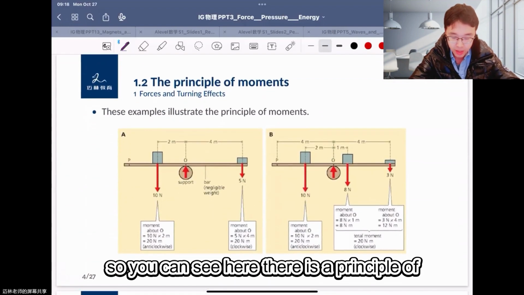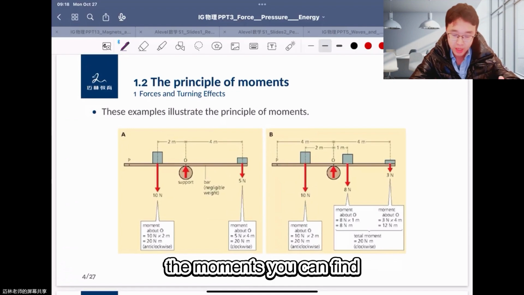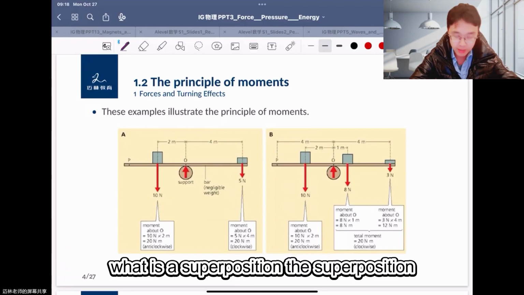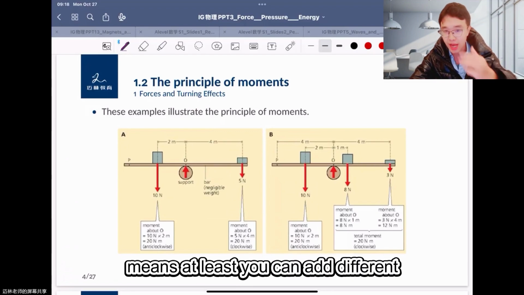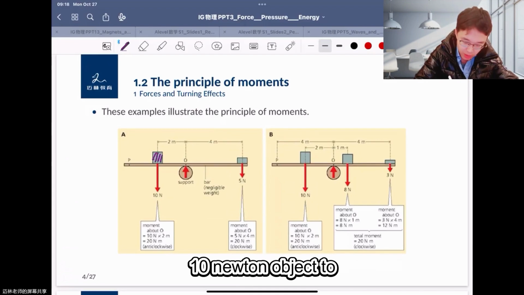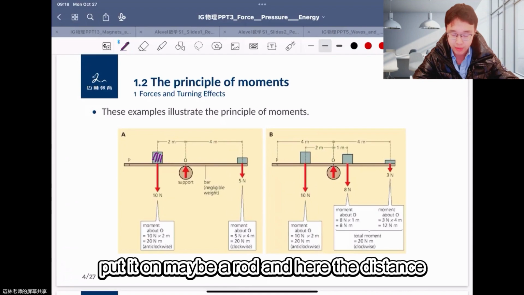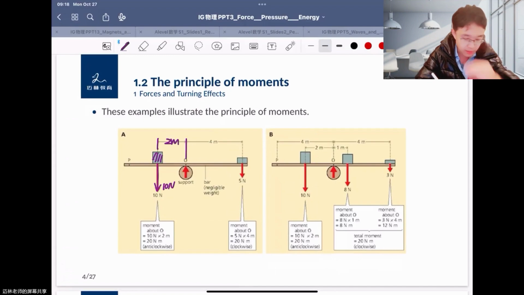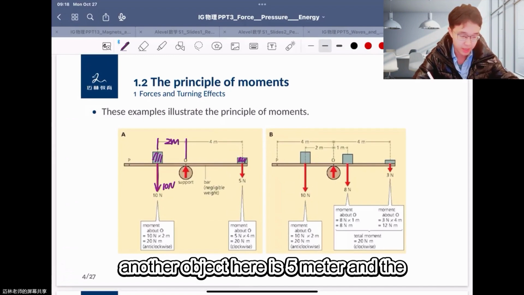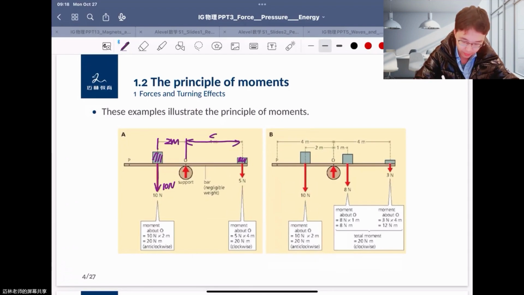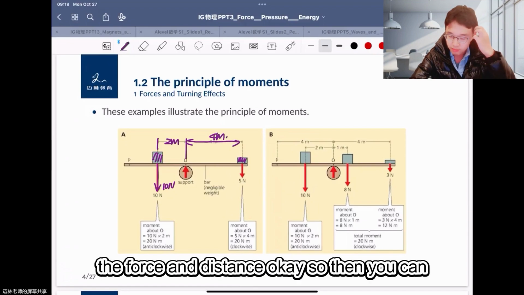Okay, so you can see here, there's a principle of the moments. We can make them like a superposition of the moment. So maybe you ask, what is a superposition? Superposition means addition. You can add different physical properties together. So you can find here, if you put a 10 Newton object on maybe a rod, and here the distance from the object to the center is 2 meter. Okay, so another object here is 5 Newton, and its distance to the center is 4 meter, right here. Okay, so here is the force and distance.